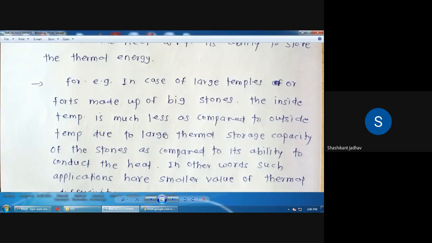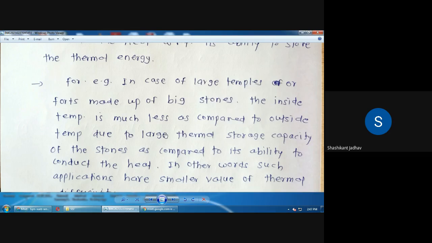ओके, सो राइट डाउन द एक्झाम्पल. In case of large temples or forts made up of big stones, the inside temperature is much less as compared to outside temperature, due to large thermal storage capacity of the stones as compared to its ability to conduct the heat.